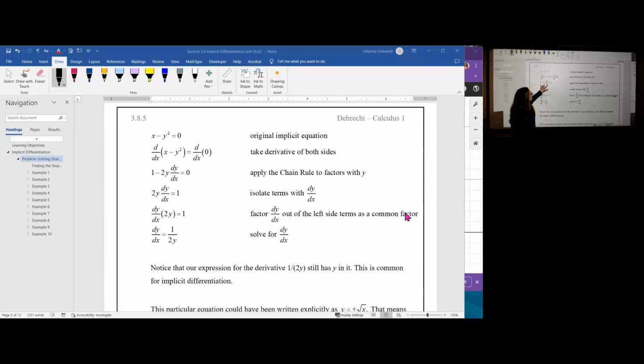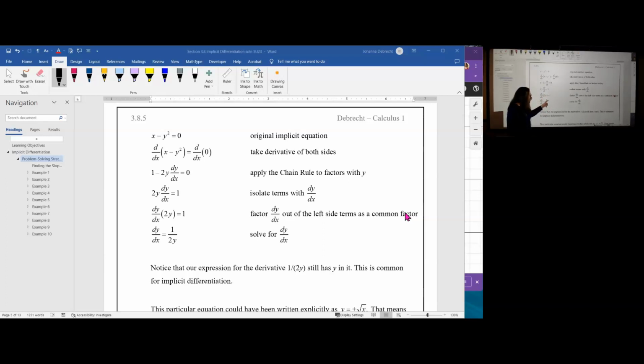Step 2, we want to isolate any term with dy/dx on the left, and all other terms without dy/dx go to the right. I isolated and got 2y dy/dx equals 1. The next thing we want to do is factor the dy/dx out as a common factor from the left side of the equation. There may be more that could be taken out, but I only need to take out dy/dx. Factor it off of the 2y, and in the next step, I'm going to divide by the associated factor next to dy/dx, the 2y.